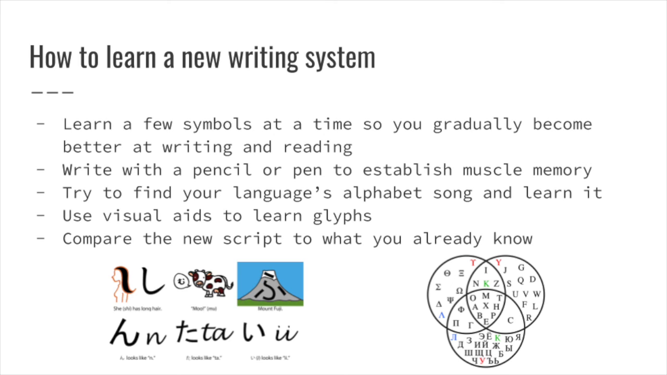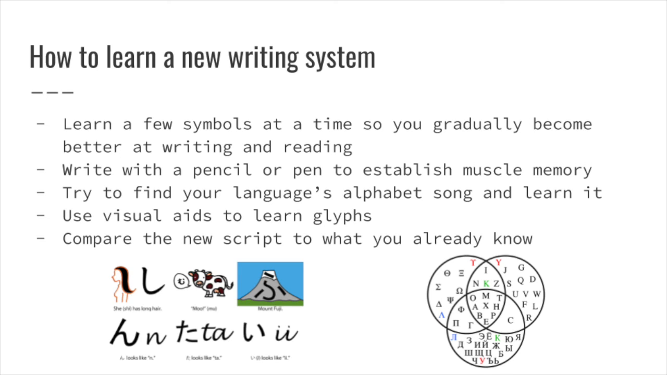Also, write down the glyphs with a pencil or a pen to help you remember them better. Find mnemonics or memory devices to use. If there's an alphabet song or something similar for your language, then use it to learn the alphabet quicker. Use visual aids like pictures and shapes to help learn glyphs. Compare the new script to scripts you already know.